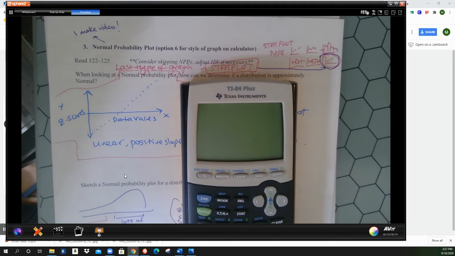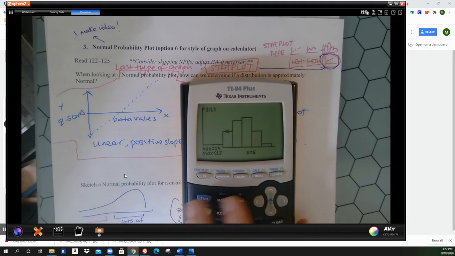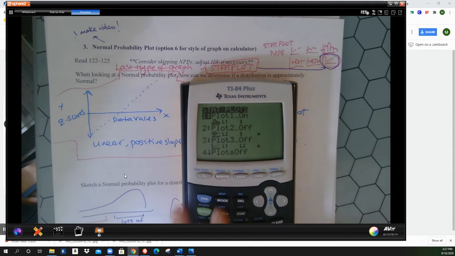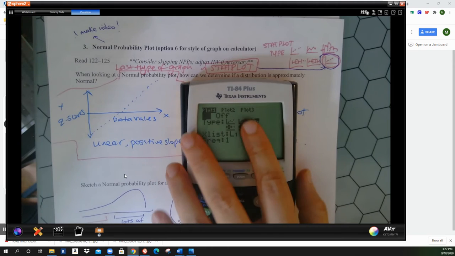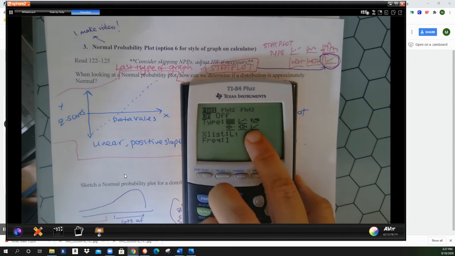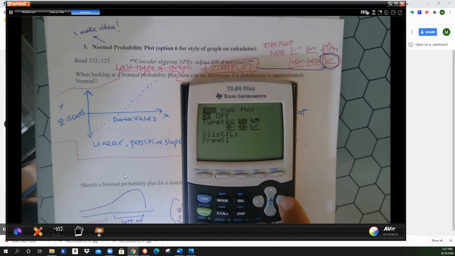So here's what I'm going to do. Last thing I did was histogram. I'm going to go back to stat plots. So second y equals, where I'm setting stuff up, and I'm going to change the type of graph from histogram. And this is bizarre, but I'm trying to get to the very last one here, number 6. So once I get to the histogram, I actually have to scroll further to the right to get to the next row and all the way over to the last guy. This is a normal probability plot.